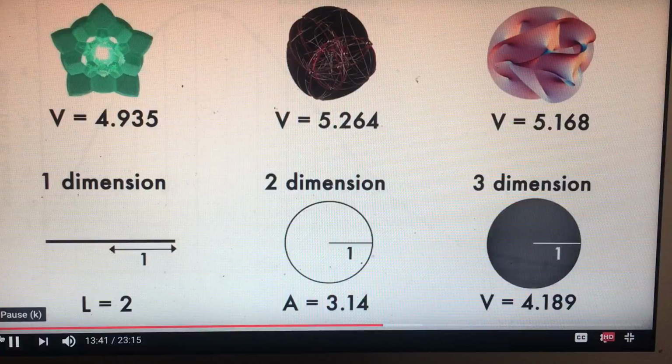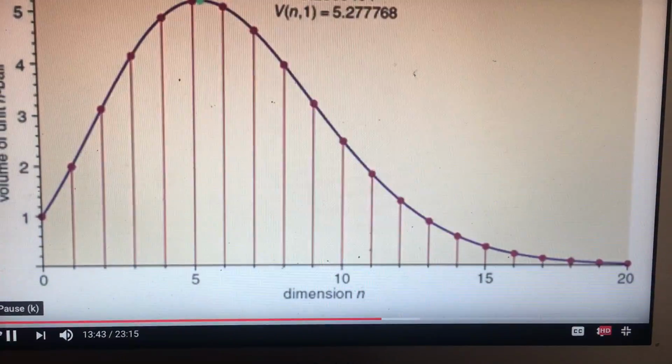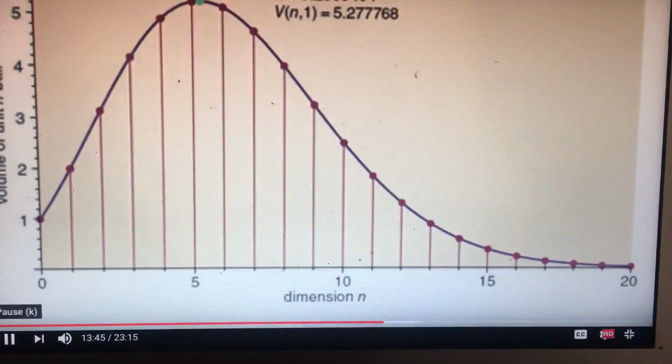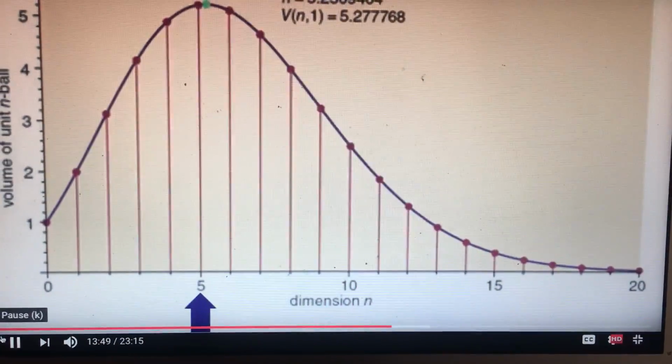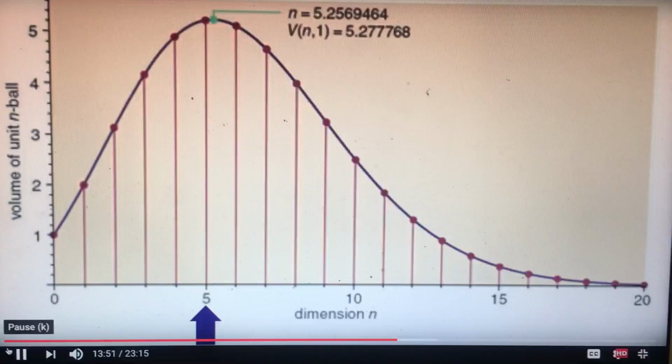If we look at the plot for the volume of a unit sphere versus the dimension we're in, we see that the 5th dimension is the peak, and it eventually does approach 0. But geometrically, why is that the case? Well, I'll give the best explanation I could find.